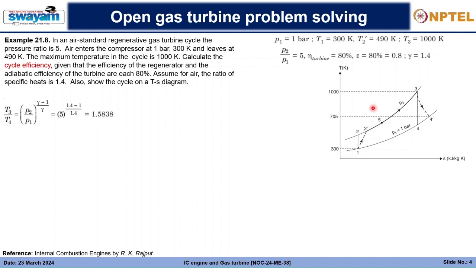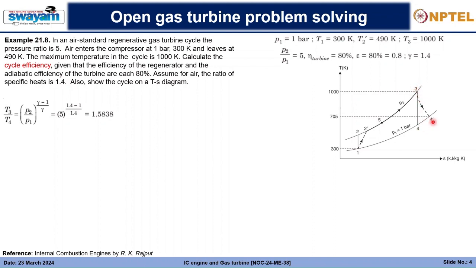For getting the work input to the compressor, we'll have to solve for this section. Here we are given the pressure ratio is 5, so we will first have to calculate T2. Simply, okay, here they have gone the other way. So first we will calculate for the turbine. So let us calculate for the turbine. We'll have to calculate all of them anyway.